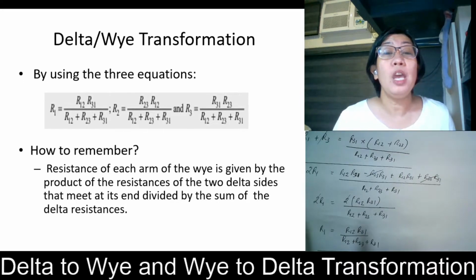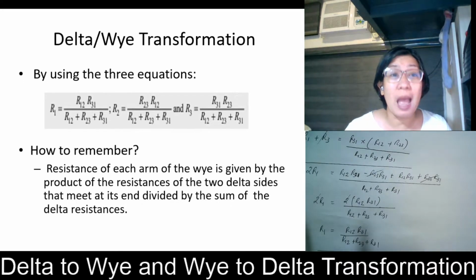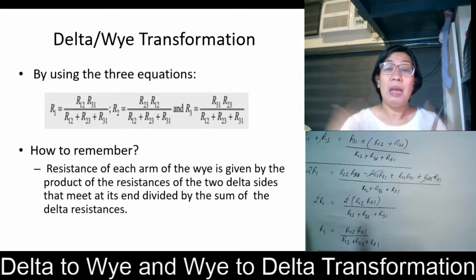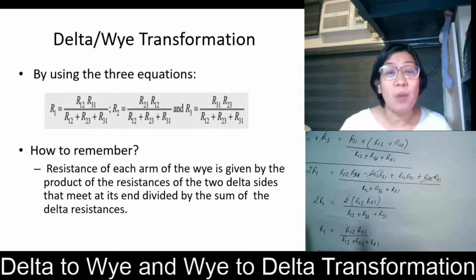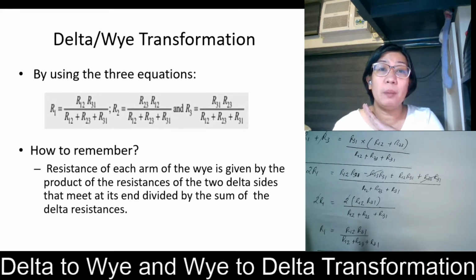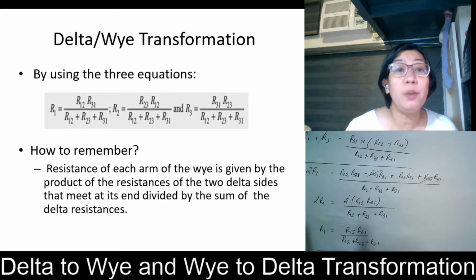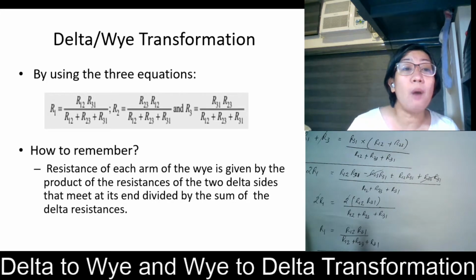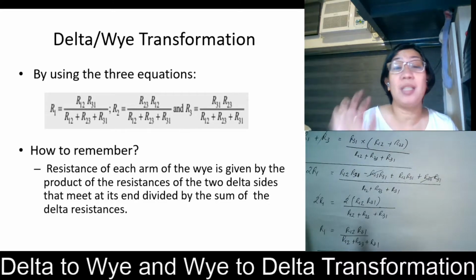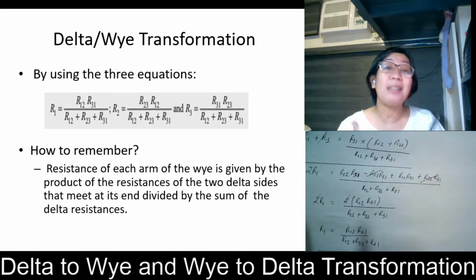So how are we going to remember this now? Just to keep this in mind, you may derive it like what we did, but since this will take you a much longer time, all you have to do is remember how to convert them. How do you remember this, class? The resistance of each arm of the Y is given by the product of the resistances of the two delta sides that meet at its end. So that is connected to this end.